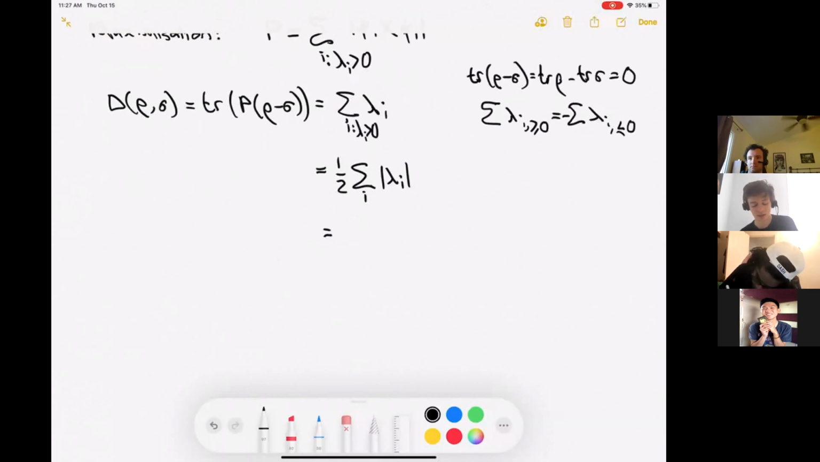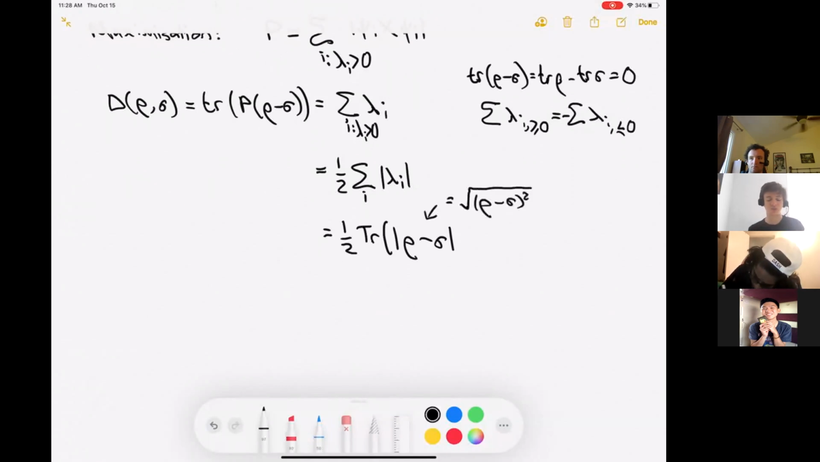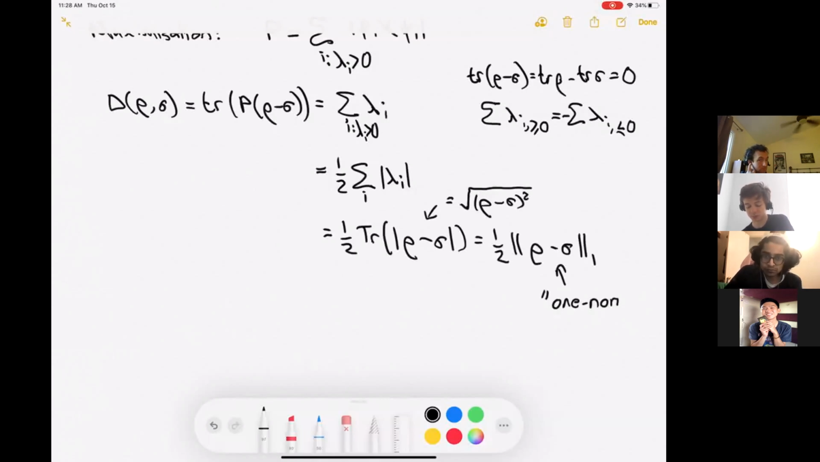And in turn, this is equal to a half the trace of what's called the modulus of rho minus sigma, which is basically equal to the matrix square root of rho minus sigma squared, but it really just means literally the thing written above: you just take all the eigenvalues of rho minus sigma and you take their absolute value. This trace of the modulus of rho minus sigma has a name that you'll also see. It's called the matrix 1 norm of rho minus sigma. But don't worry too much about that.